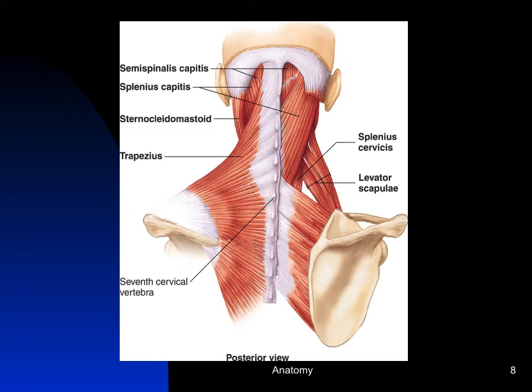The Splenius Capitis you can see here, again going from cervical vertebrae to the back of the head. This is going to extend the head backwards, and it's just showing it on one side because it's a deeper muscle. It's underneath the trapezius, but it's actually on both sides. And when one of these contracts, it can rotate the head. So it kind of does the opposite of the sternocleidomastoid. Okay, so we can see those there.